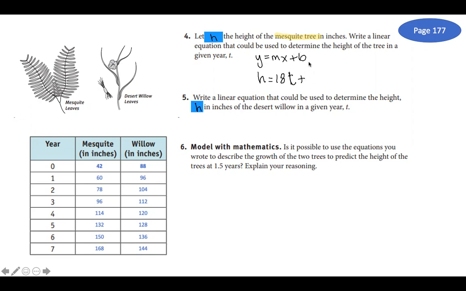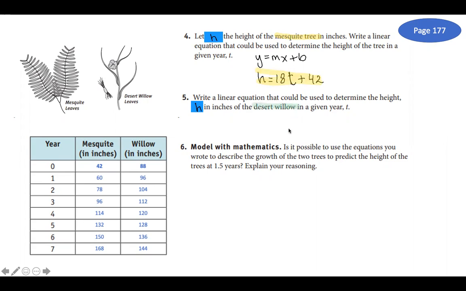And then b is our starting value. So we're just going to go to year 0 for the mesquite tree in our table here and say that has to be 42. So this is our mesquite tree equation right here. Let's make it yellow. Mesquite tree equation.